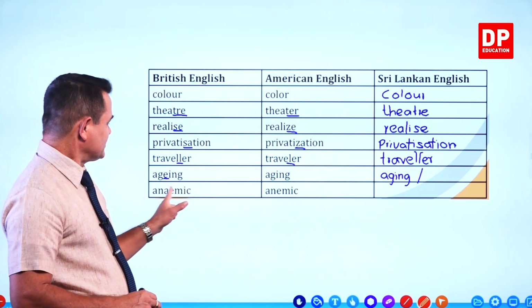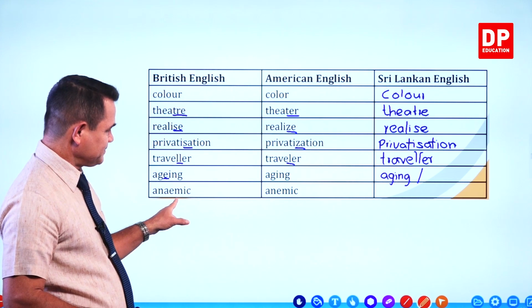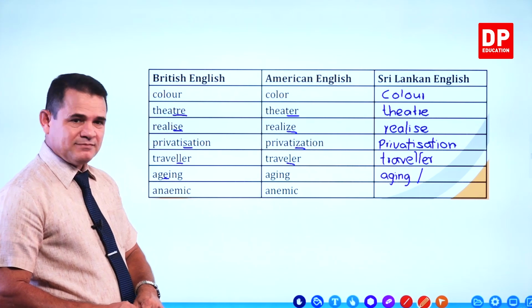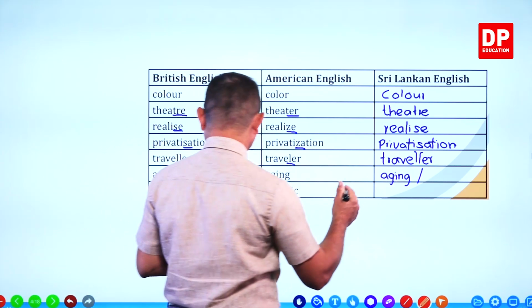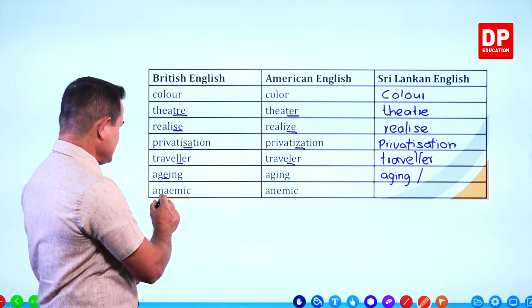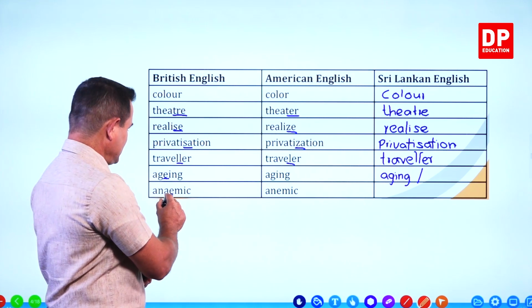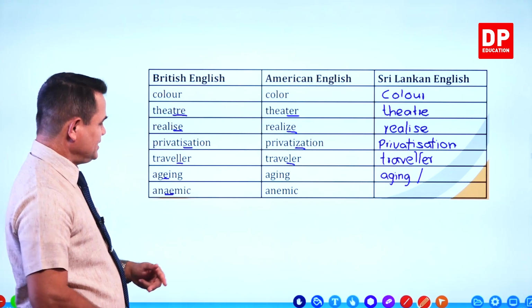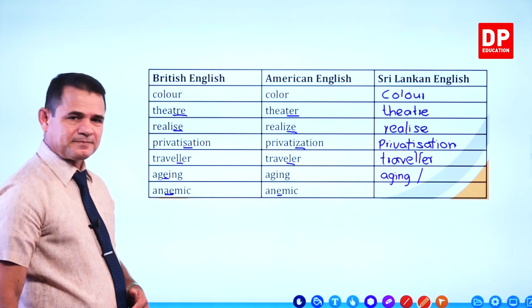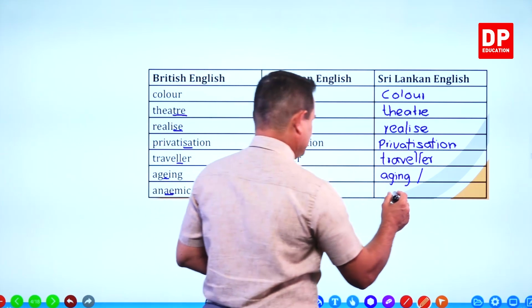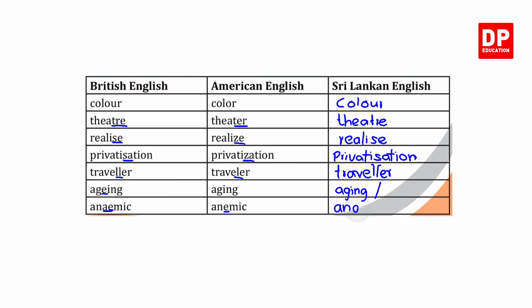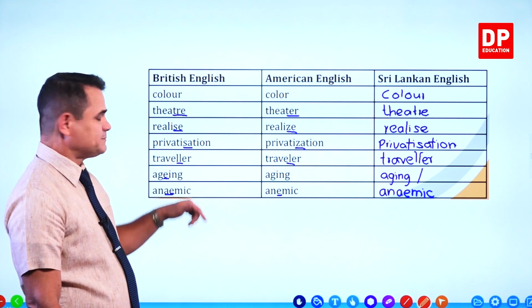Right? Then next one, anaemic. And this one is the same word in British and American. A-N-A-E here, A-E, remember. A-N-A-E-M-I-C. Here A-N-A-E is missing, only E. So for spelling, we use this one. A-N, here no A, E. So we use the British spelling.